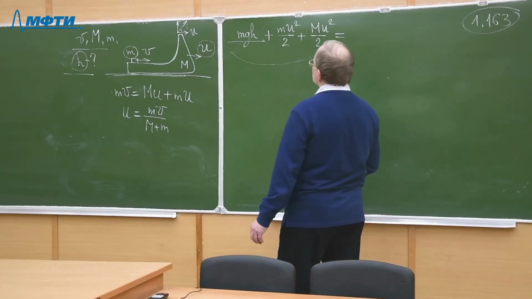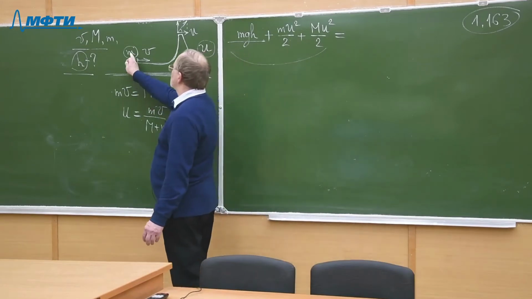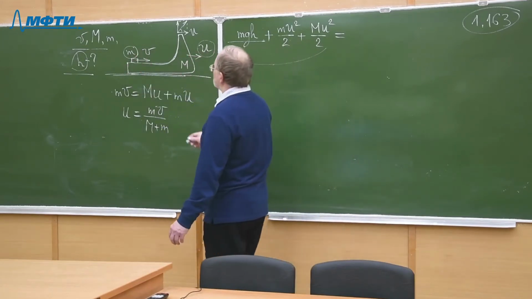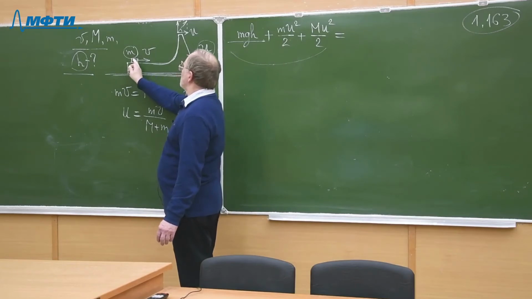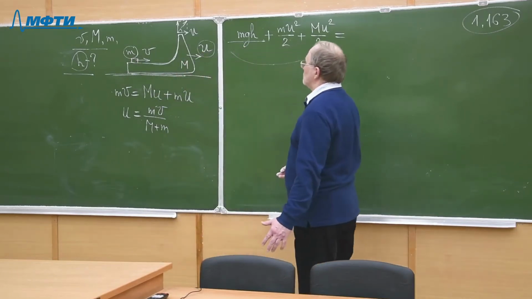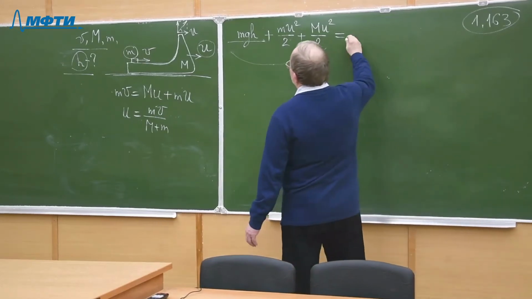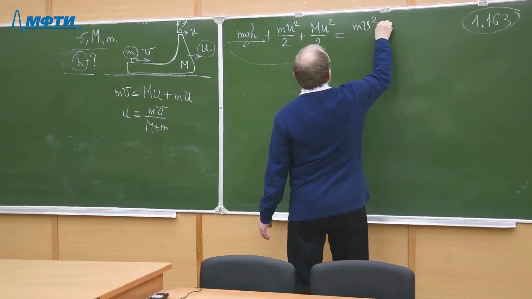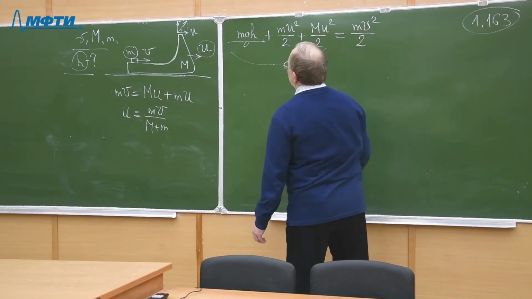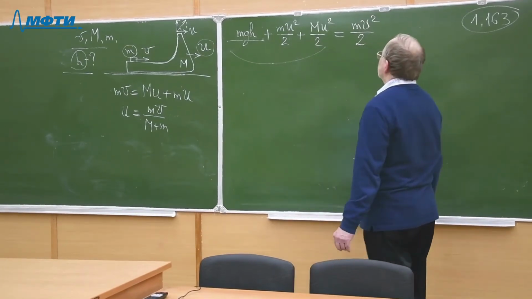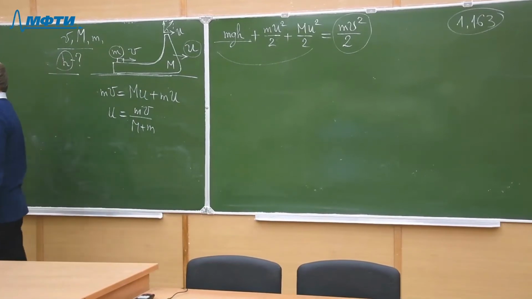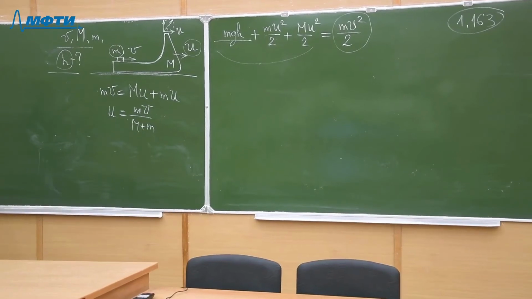And what is the initial mechanical energy? At the initial moment, the mechanical energy will be determined only by the energy of the small body, because the large body was not moving in the beginning. Only the small body was moving at the velocity small v. That's the energy balance in this problem. That's the initial mechanical energy in the system. It must be equal to final mechanical energy. The mechanical energy is conserved because there are no forces of friction.